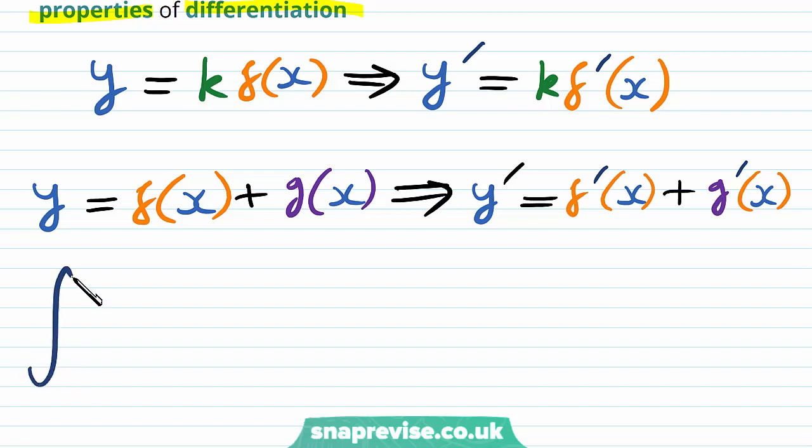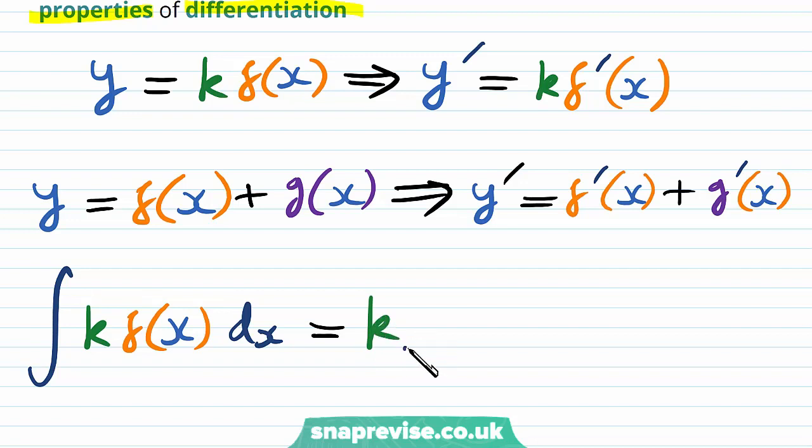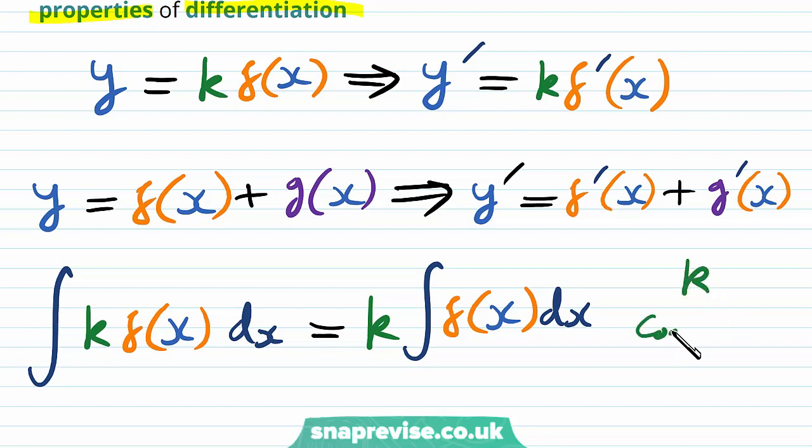And so if we integrate a constant multiple of a given function of x, f of x, with respect to x, then we can bring the constant outside and have k multiplied by the integral of f of x with respect to x. And again, it's important to stress that k is a constant and not another general function of x.